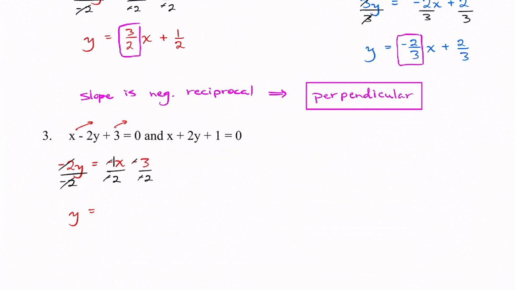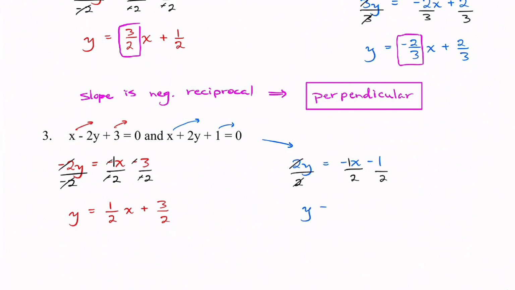So we are left with y equals 1 over 2 x plus 3 over 2. Looking at this second one, I'm going to move that 1 over and move the x over. So when those move over, they're going to change sign. So it's going to be a minus x over here, and a minus 1 over here. And then to get rid of the 2, just divide by a 2. Remember, there's that hidden 1 there. And these 2's here are going to cancel.